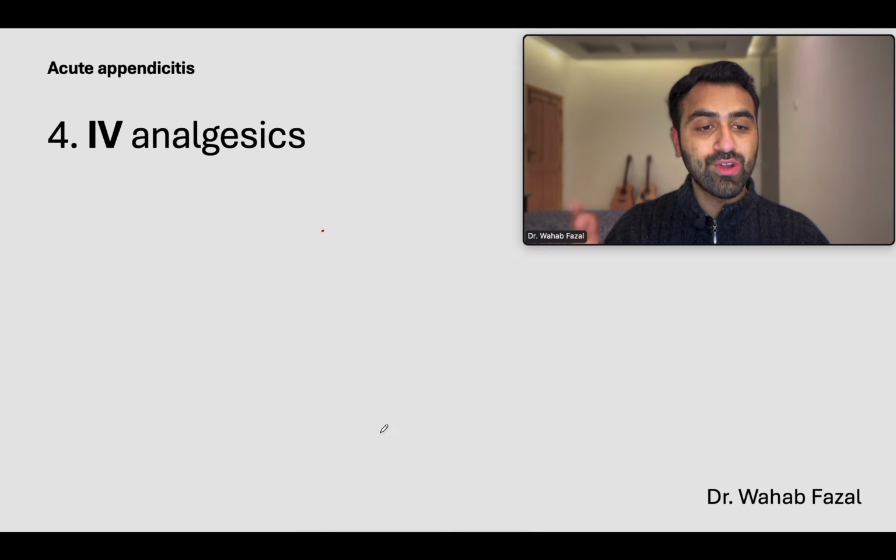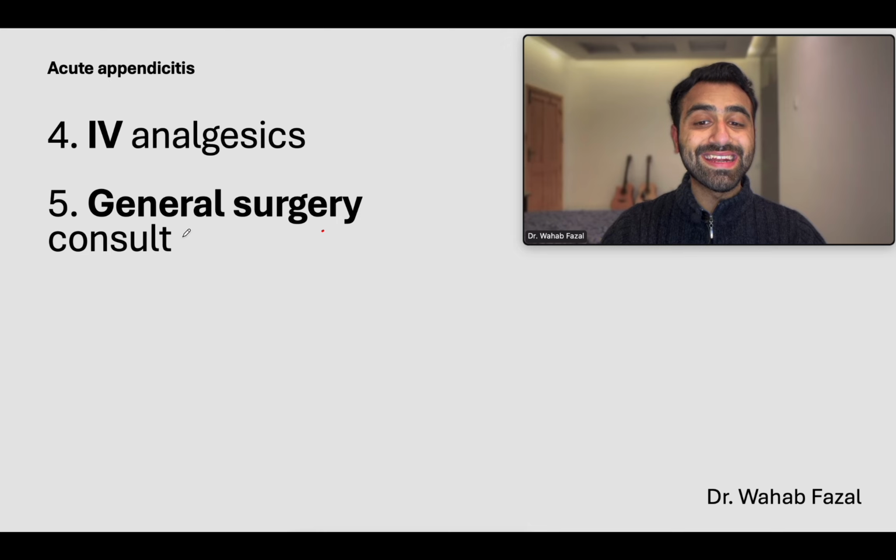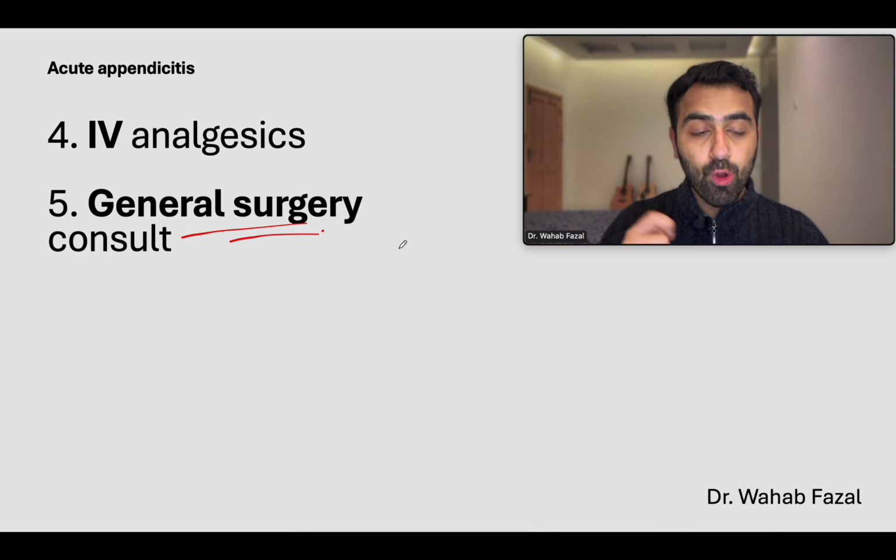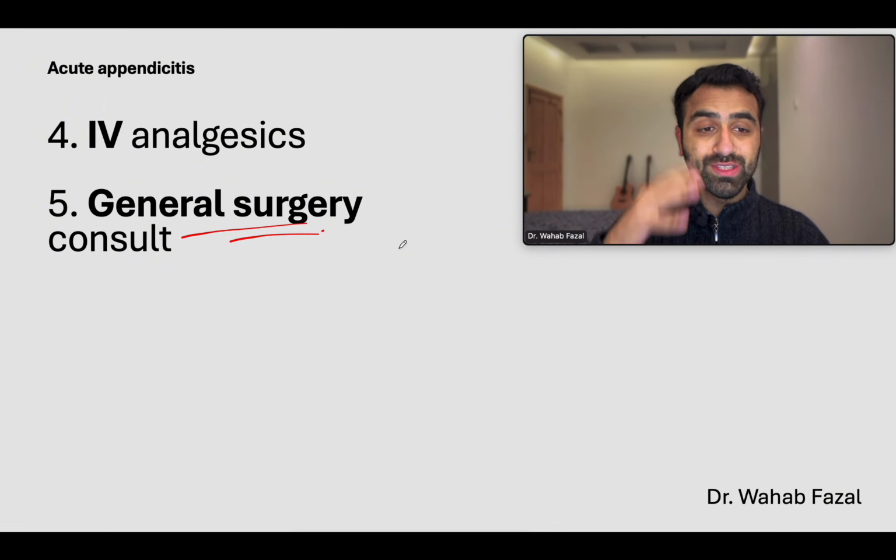You want to start this patient on analgesia because they're having a lot of pain. Then you want to get a general surgery consult. Why? Because this patient is presenting with acute abdominal pain, also called acute abdomen. You want to get a general surgery consult because this patient might need some sort of a procedure.